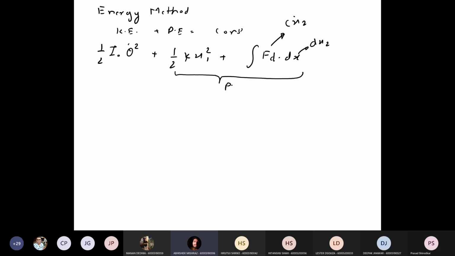Why minus? Because, sir, in the diagram we took the opposite direction. Now we are doing it with energy. Here we just write the energies. What is the potential energy which is stored in the system, and what is the kinetic energy?